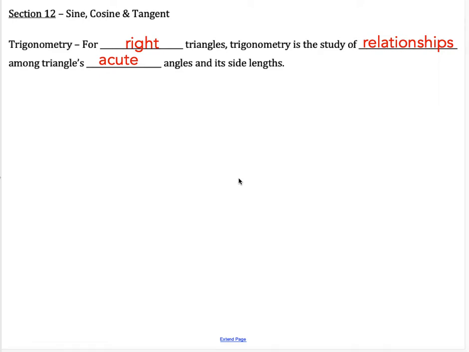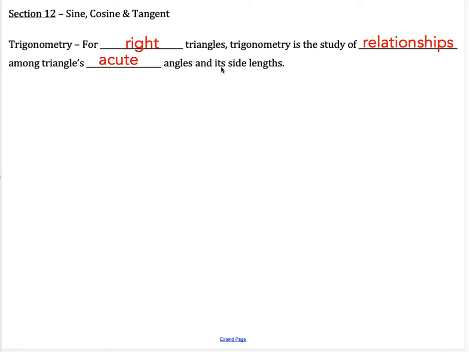All right, so this is section 12, sine, cosine, and tangent. Those words are for trigonometry. As I said a little bit ago, we're going to study trigonometry to solve the second half of the unit problem, and we're going to focus on right triangles. For right triangles, trigonometry studies the relationships among the acute angles and their side lengths. So we're focusing on the acute angles of right triangles and the side lengths on right triangles.